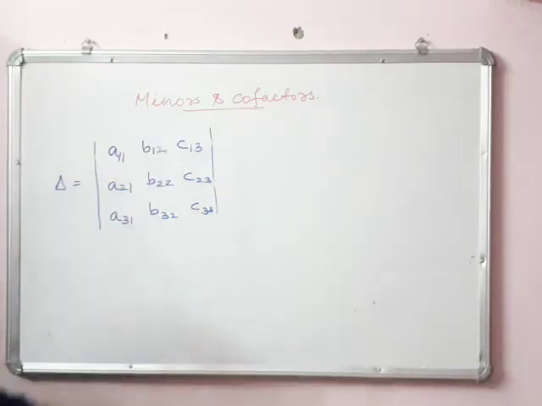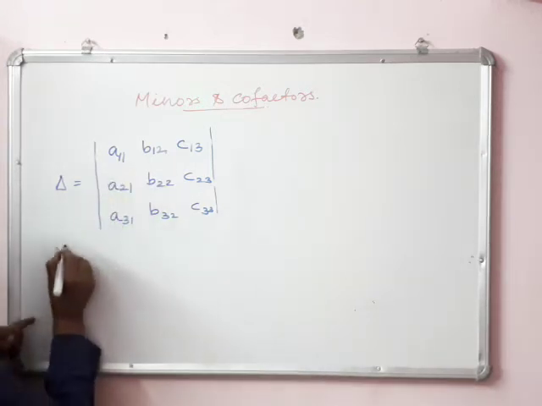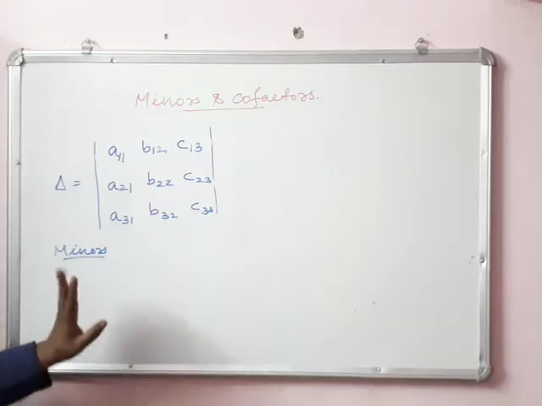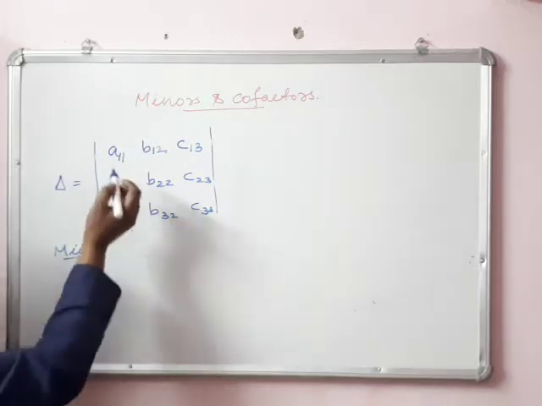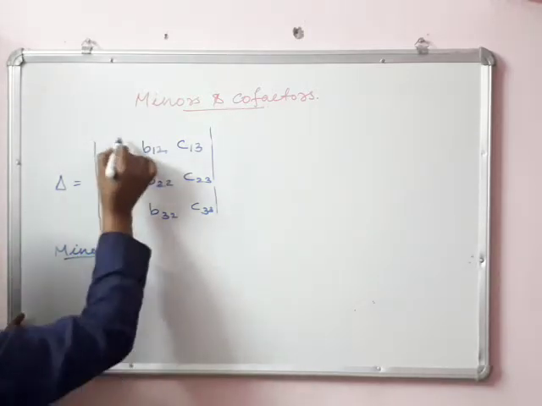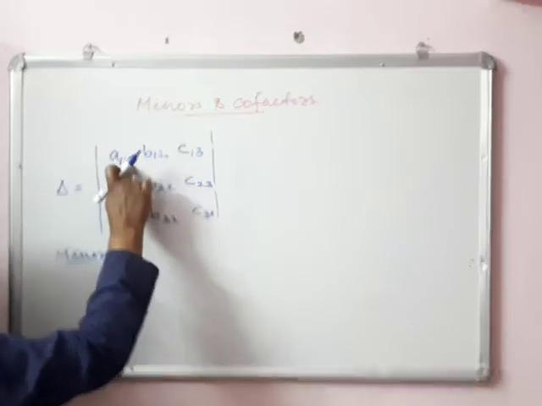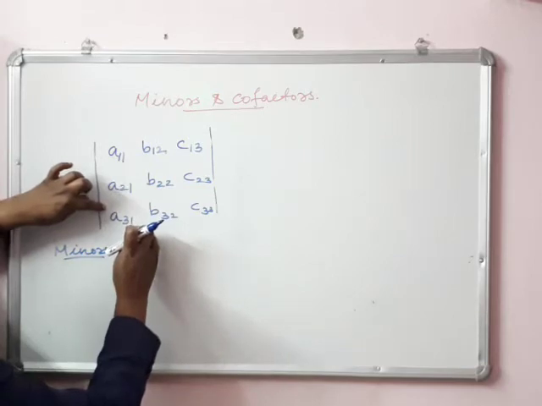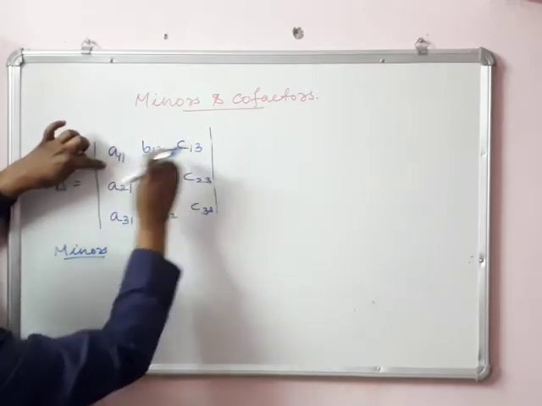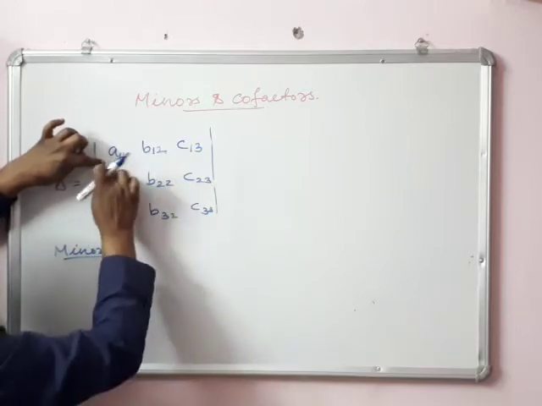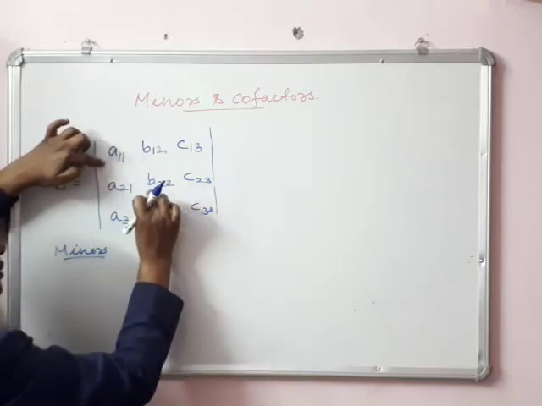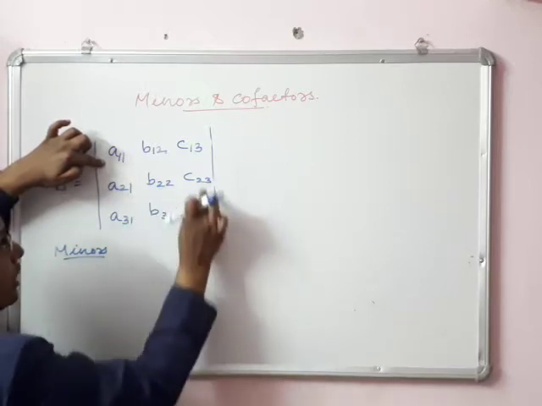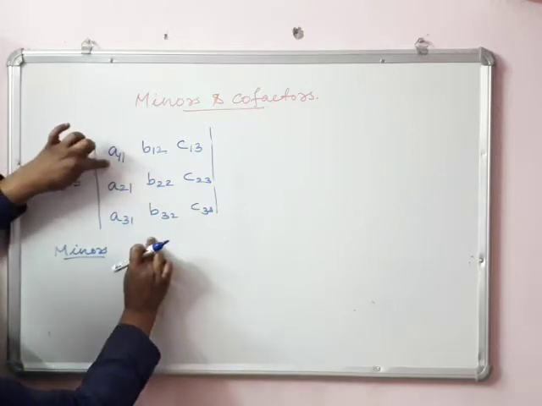Next we are going to find minors and cofactors. First of all, we are going to find the minor of a determinant. Suppose the minor of the first element; the first element is a11. Minor of the first element means you avoid the first row and first column, which are connected with the first element. So we avoid that. The balance is b22, c23, b32, c33. So these four are the minor of the first element.